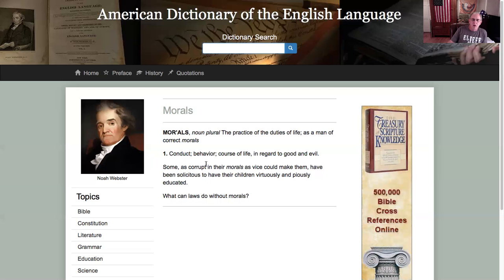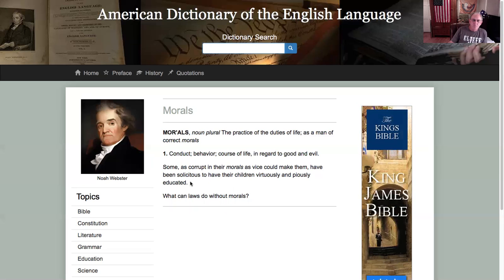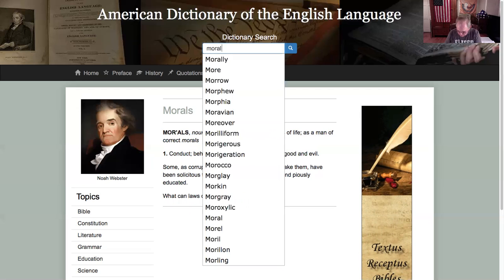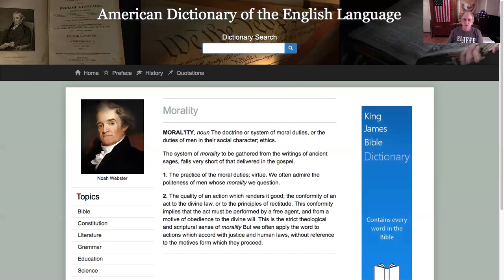Some, as corrupt in their morals as vice could make them, have been solicitous to have their children virtuously and piously educated. What can laws do without morals? Let's look at morality real quick, which is the noun form.